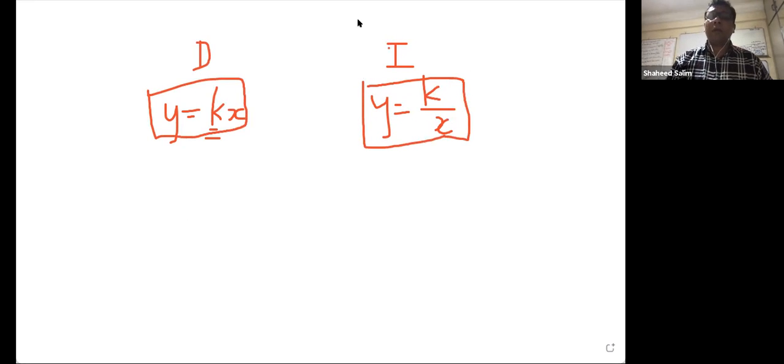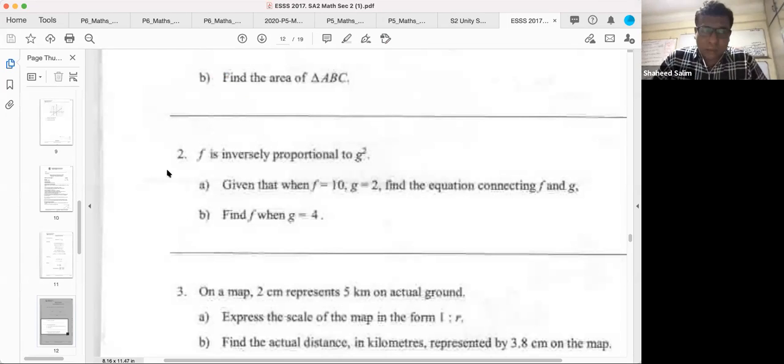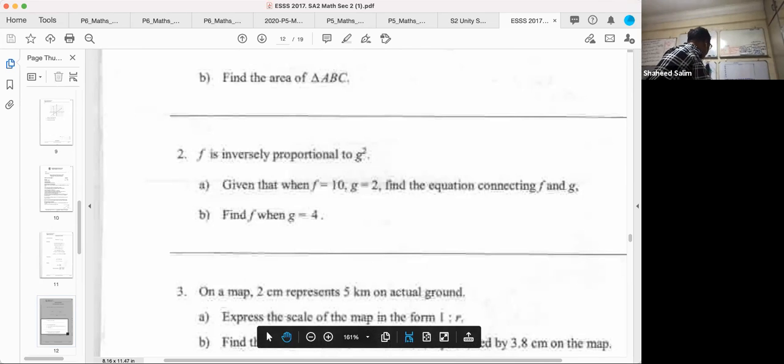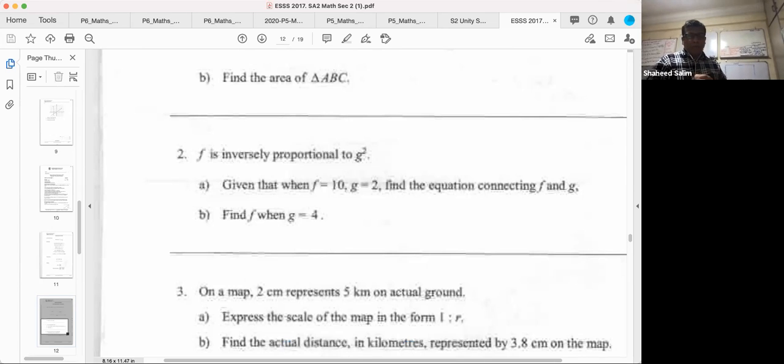Now we move on to question number 2, please. You see, where's the y, where's the x? This is the y, this one is the x. 2 minutes before I go through.